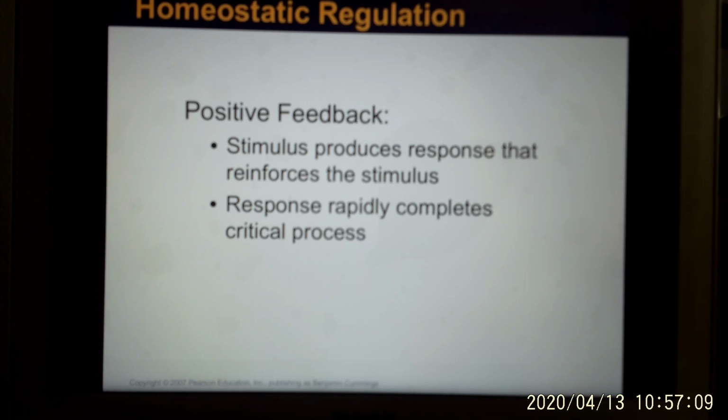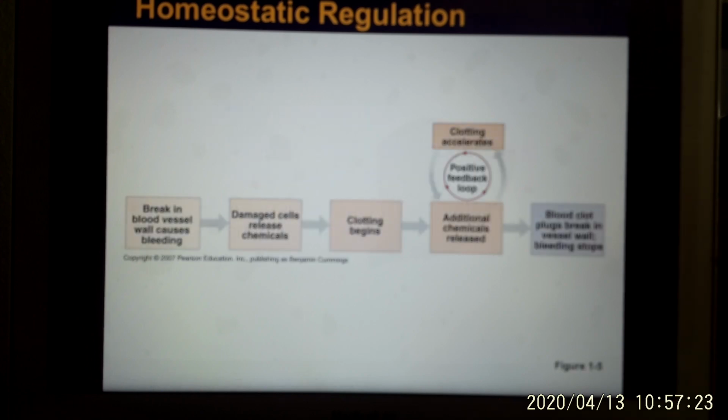Your body wants to have a stable environment, homeostasis. And positive feedback is not stable. That's why your body doesn't have too many. These are responses that happen in your body that don't contribute to homeostasis. Let's look at the positive feedback.